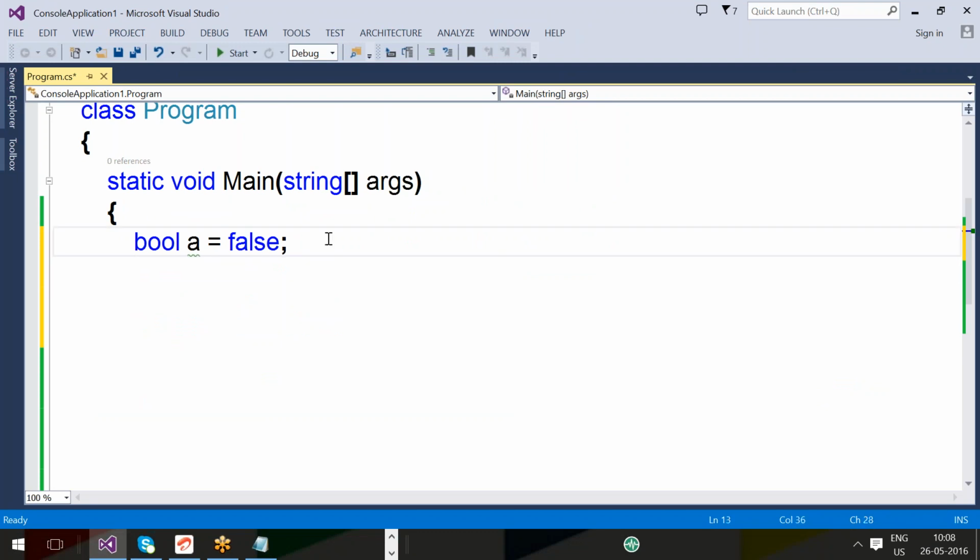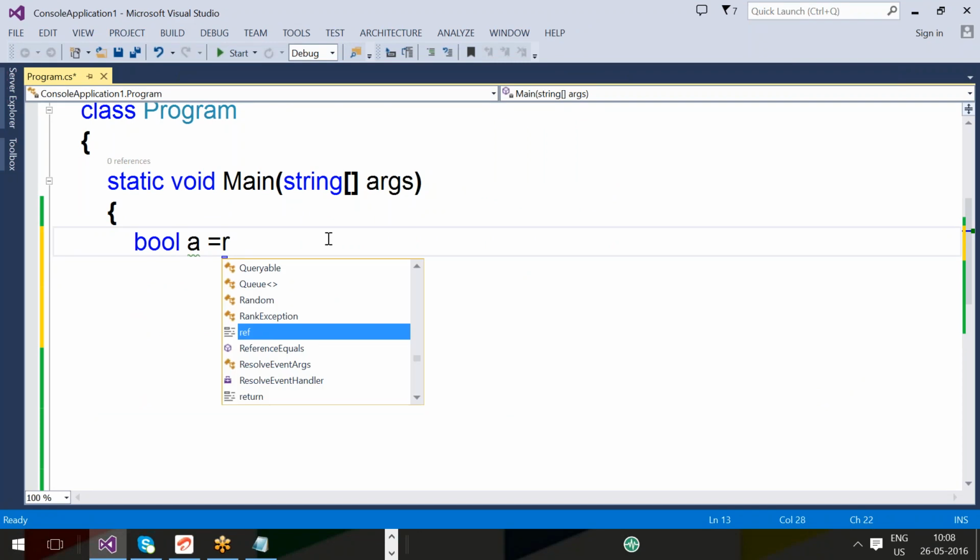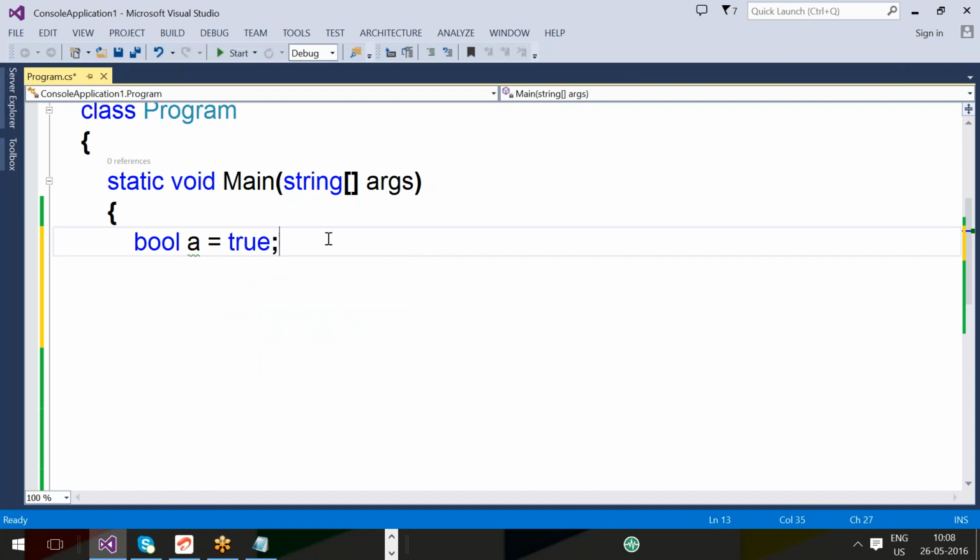Valid. Next, bool a equal to true: valid. Now bool a equal to "true" in double quotes: invalid. Why? Because with double quotes it is string data, not bool data.